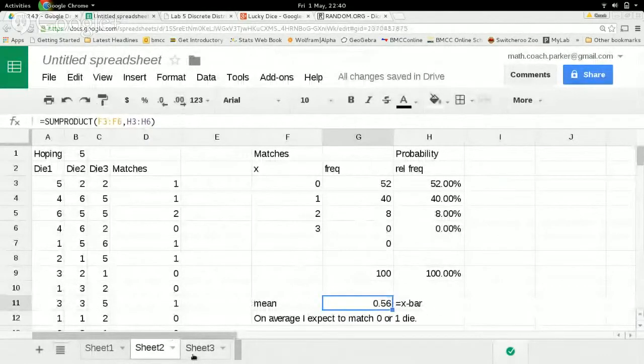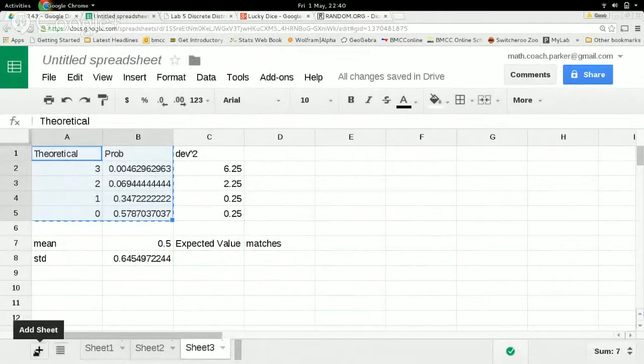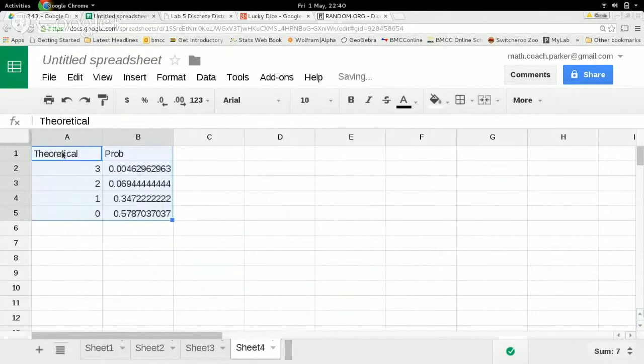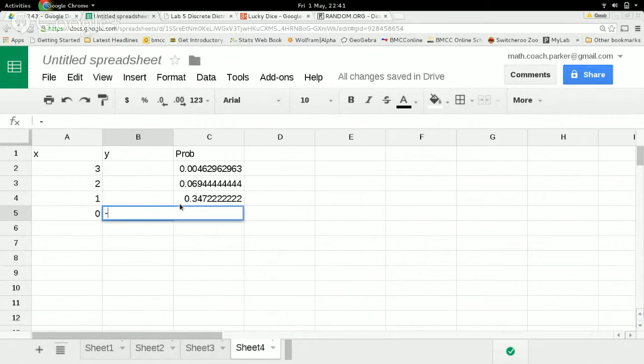So I'm going to work off the theoretical distribution here. I'm going to copy this information over to a new sheet. So I have my x values here. I'm going to move the probabilities over a touch. And I'll put the y values here. I was thinking, these are kind of in the wrong order. Oh well, let's just go with it. If you get no matches, then you've lost your dollar.